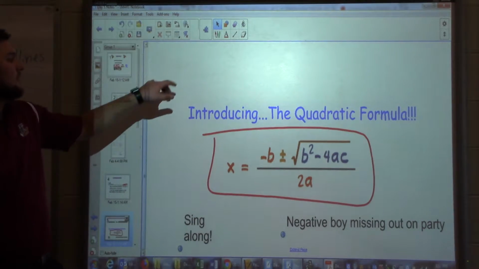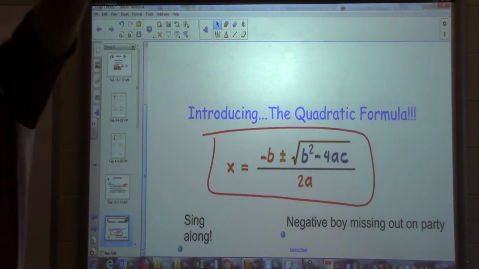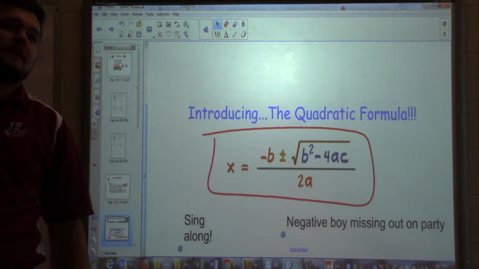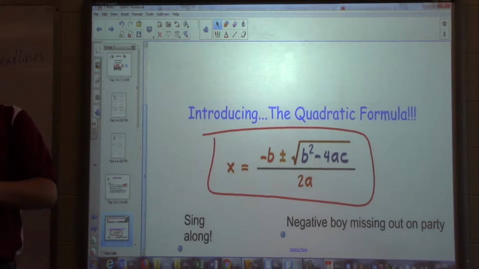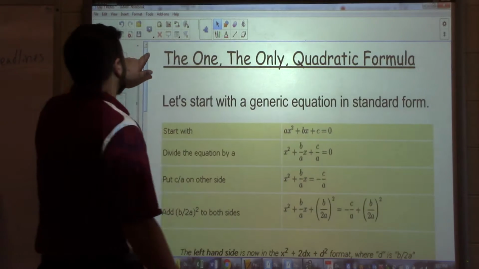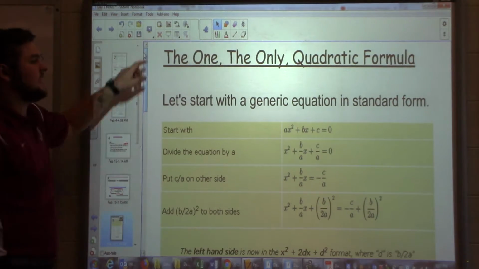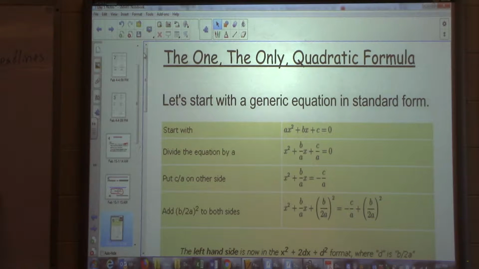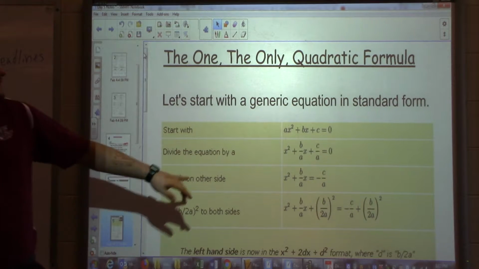Alright, so, quadratic formula. Anytime you can't factor a quadratic, or you don't want to, as long as it is in standard form and equal to 0, you can use the quadratic formula. So if we look, this is how we derive it. This is how we get the quadratic formula. What's going to happen here is we are going to solve for x starting in standard form.